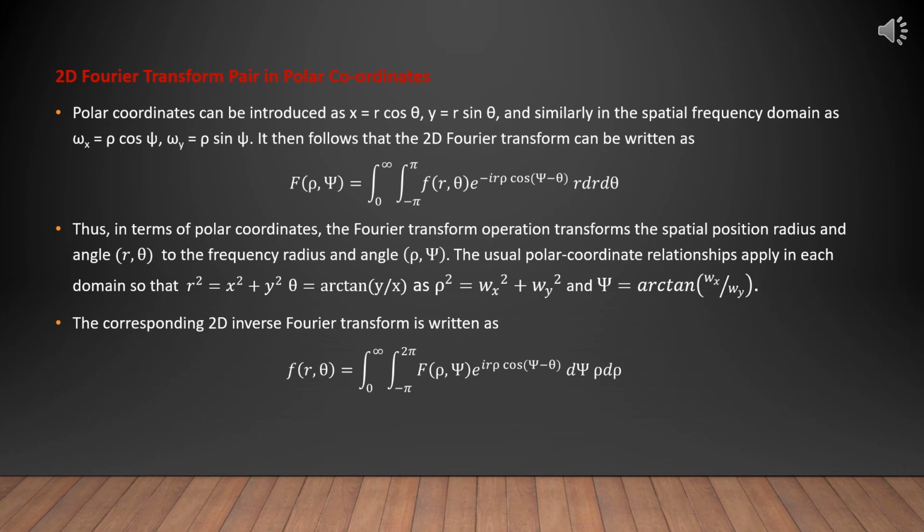Here r square is equal to x square plus y square, and theta can be given as the arc tan of y by x. Similarly, these can be applied in the spatial frequency domain. So rho square is equal to omega x square plus omega y square, and psi equals arc tan of omega y by omega x.